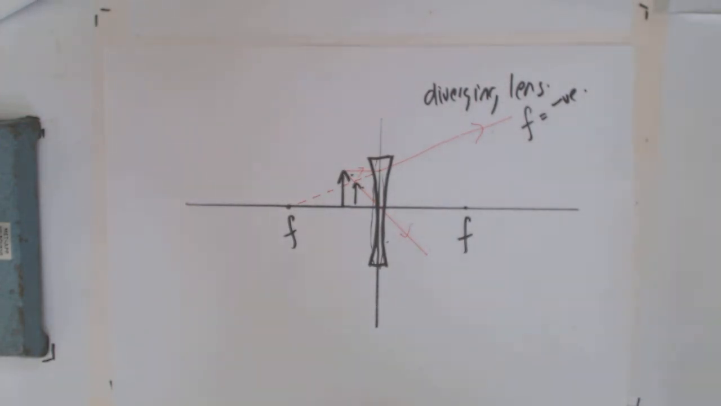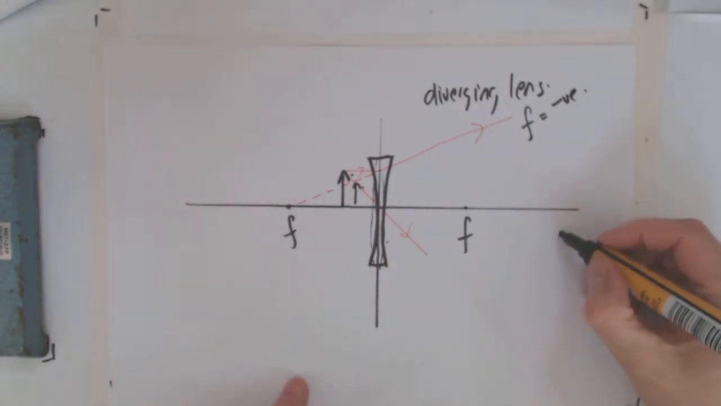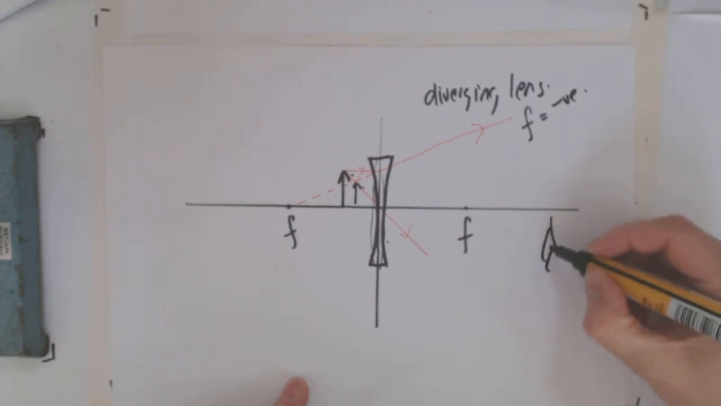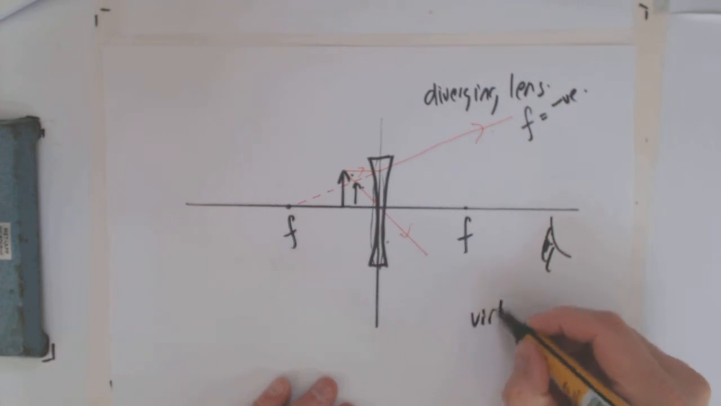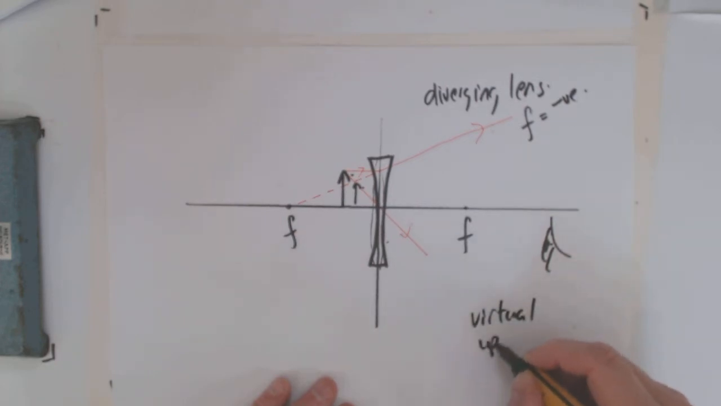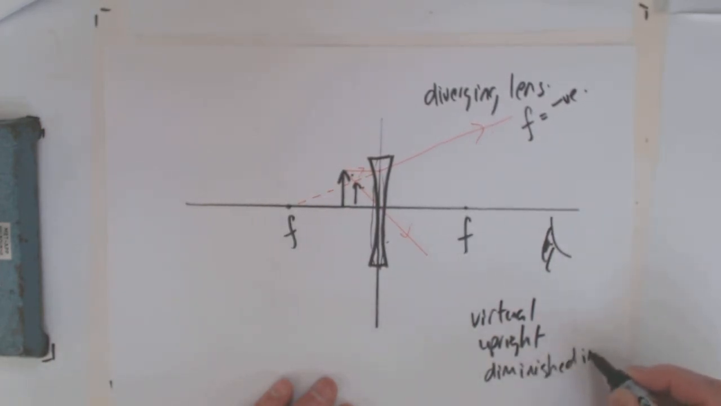Where's the observer going to see it? Well, they would see it over here. They've got to be on this side to see it. And they're going to see a virtual, upright, and diminished image. Sounds similar to what we just got with the convex mirror?